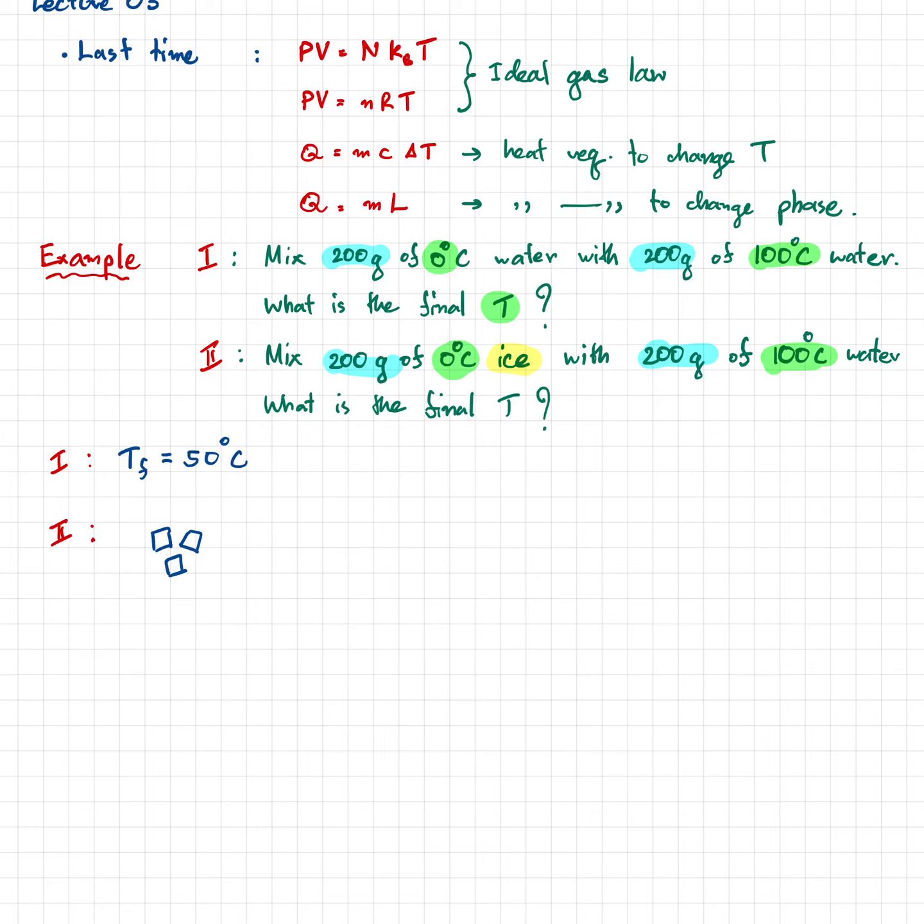Okay, so that's ice, at 0 degrees Celsius, 200 grams of ice. And then the other part I will draw is the hot water part. Okay, those are the 2 things that we're gonna mix together. So we have hot water. Hot water is at 100 degrees Celsius and also 200 grams.